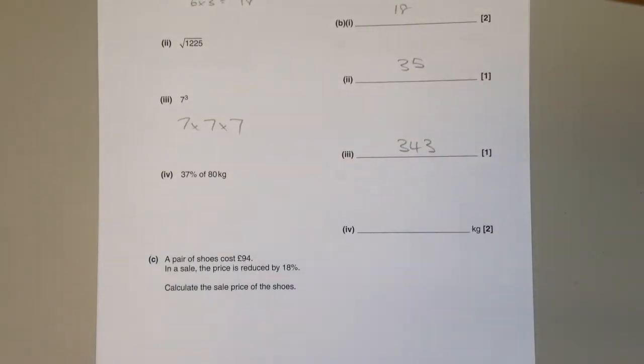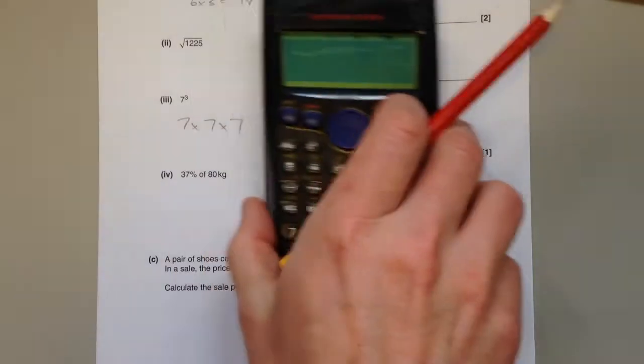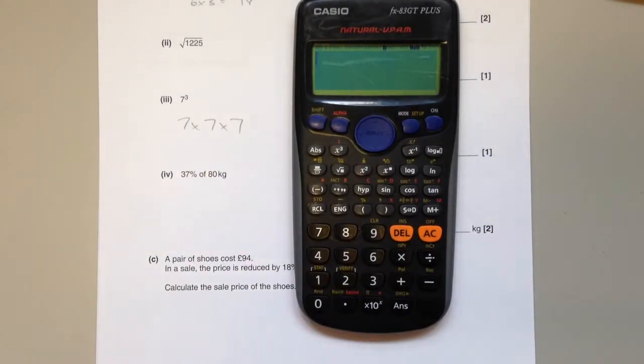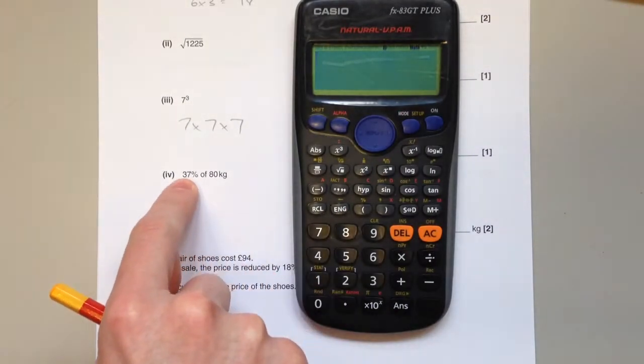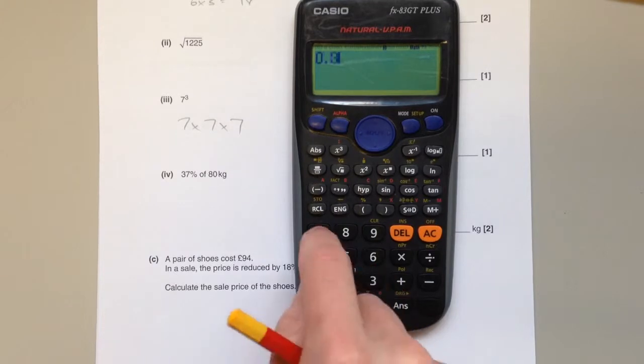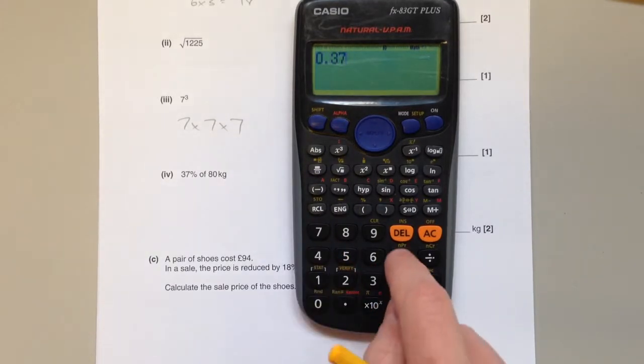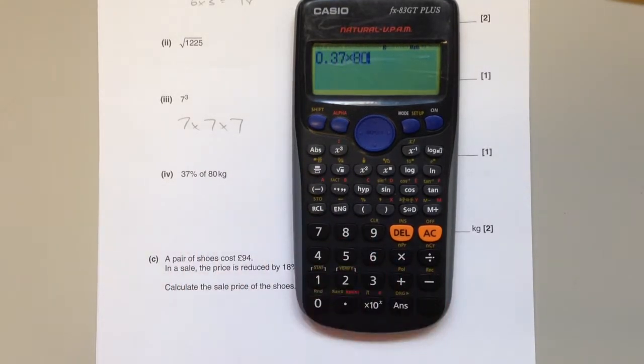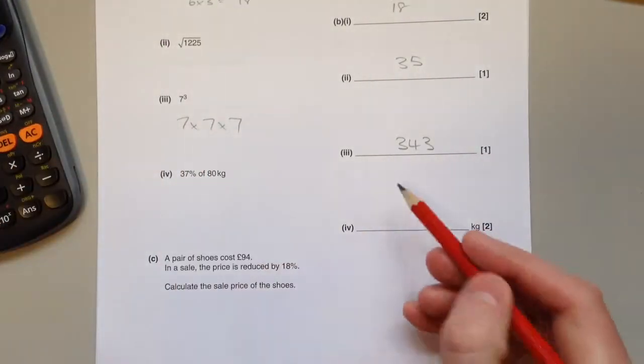The fourth part of B, if this was a non-calculator paper, you would find 10%, then you would times it by 3, then you could find 1% and times it by 7 and add them together. It's a much more efficient method on the calculator, and that is to write the decimal equivalent of 37%, which is 0.37, and then to multiply it by the number you're finding a percentage of. So that calculation will tell us directly what 37% of 80 is. So the answer is 29.6.